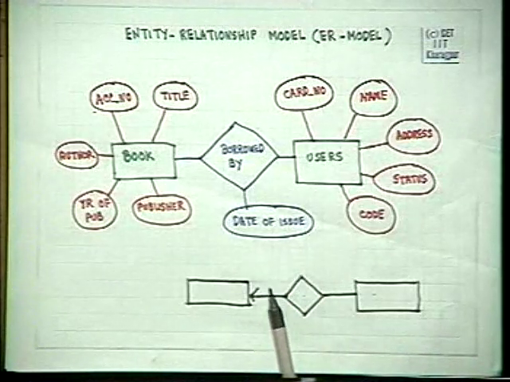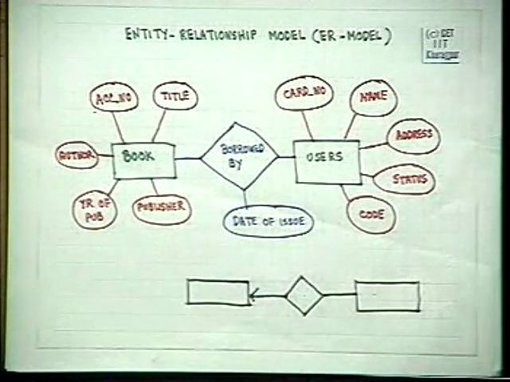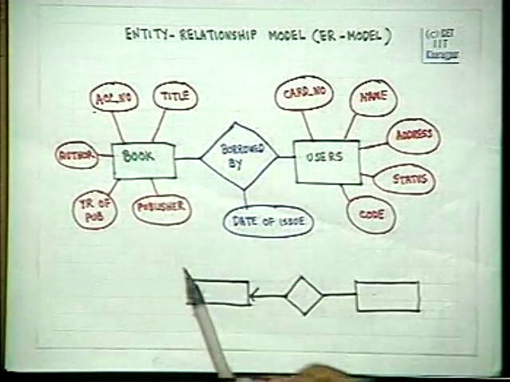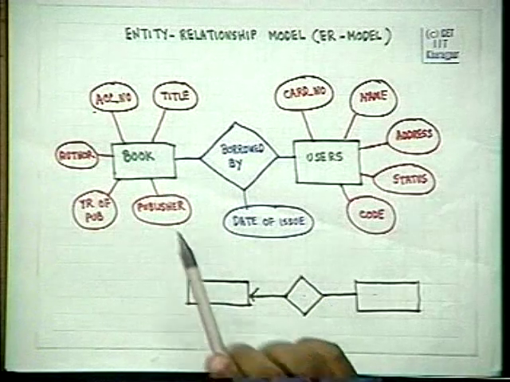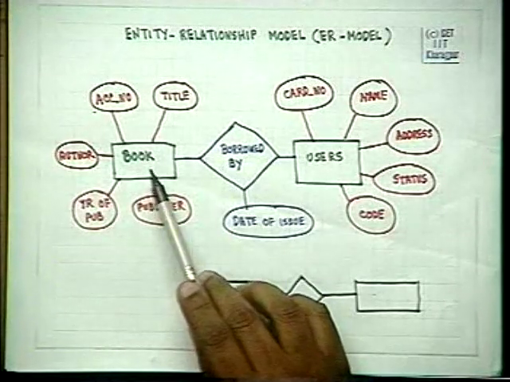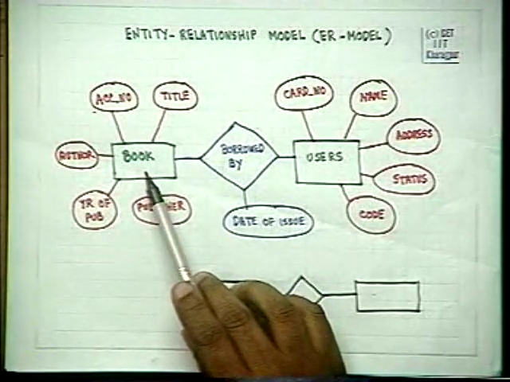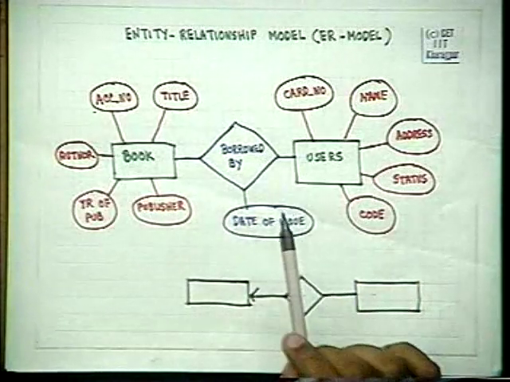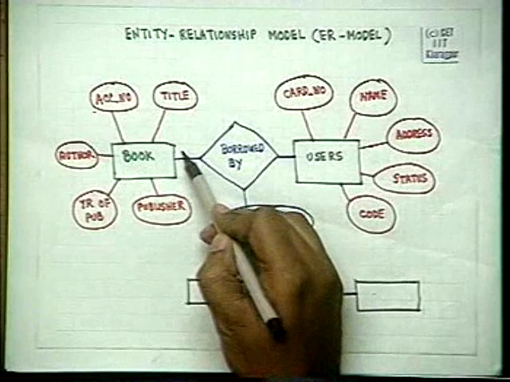Now if we want to put in the constraint that a book can be borrowed by only one person, then we will have to ensure that this book participates in either a 1 to 1 or a 1 to many relationship. So we will put this.